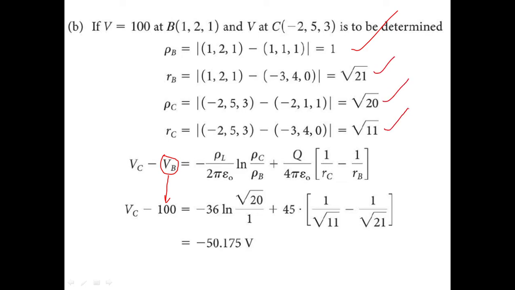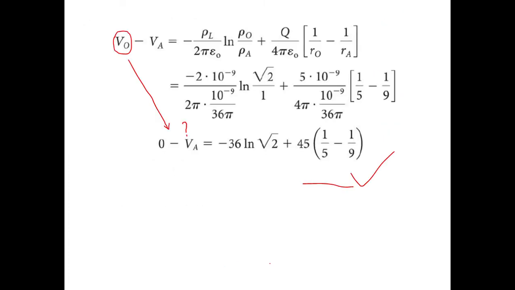So try to solve it by yourself. And then the formulas are also the same, right? So this is what you get. This is for Vc minus 100. We got minus 50.175. So when you take 100 to the other side, you will get Vc as 49.825. This is the second subdivision.